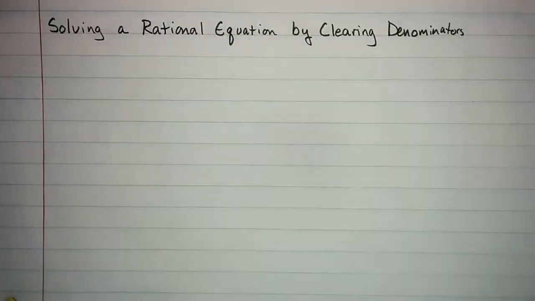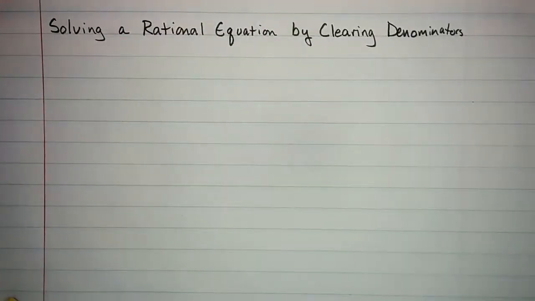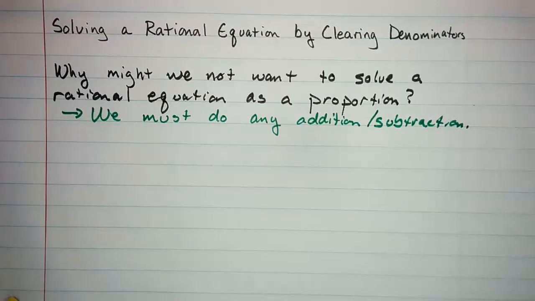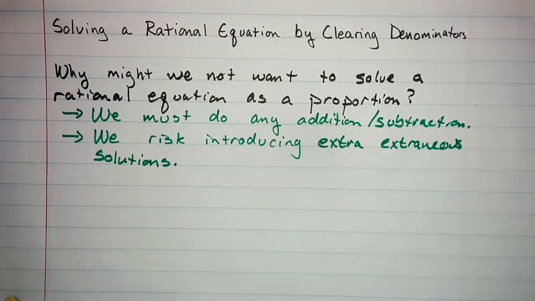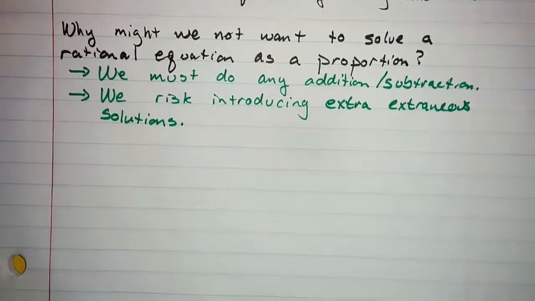There are two major reasons that we might not wish to solve a rational equation as a proportion. The first one, of course, is that it requires that we add together any rational expressions that we see on both sides. As we saw, in order to solve it as a proportion, it needs to be a proportion, an equation stating that two fractions are equal. But there's another reason, too. The second reason is that we risk introducing extra extraneous solutions.